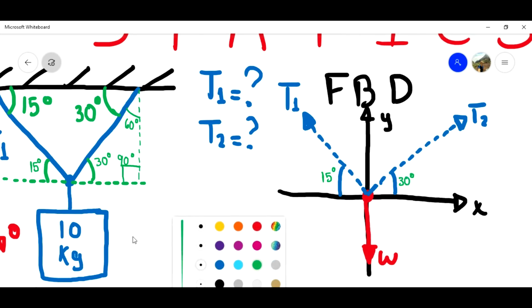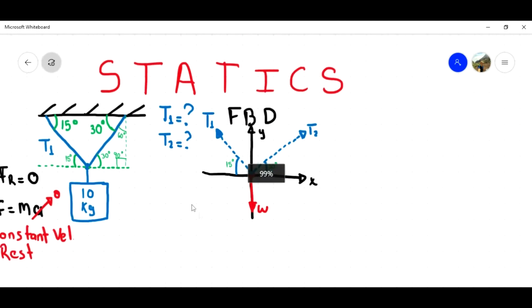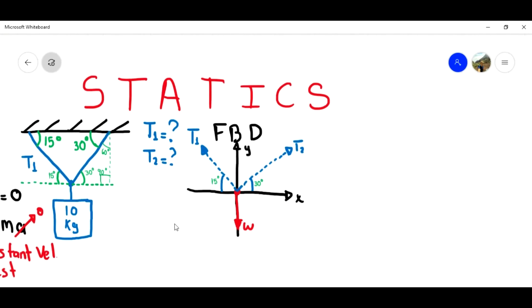Okay, so let's continue. Remember that I don't want those vectors, tension 1 and tension 2. I want the rectangular components. So I'm going to have a vector that goes to the left, that is tension 1 x, and one that goes to the right, that is tension 2 x. And also I'm going to have one vector that goes up, that is tension 1 y, and another one I'm going to draw with another color, that is going to be tension 2 y.